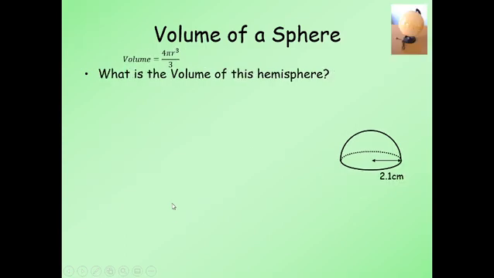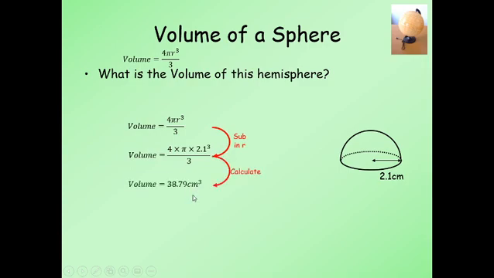But what happens if we throw a bit of a curveball and we say, well, what about this as a hemisphere? You do exactly the same thing. Your 4 pi r cubed divided by 3. So you work it out as if it was a whole, as we would normally do. You get your answer, and then you divide that by 2 because it's only half. It's like being cut in half. So divide by 2, and you get 19.403.